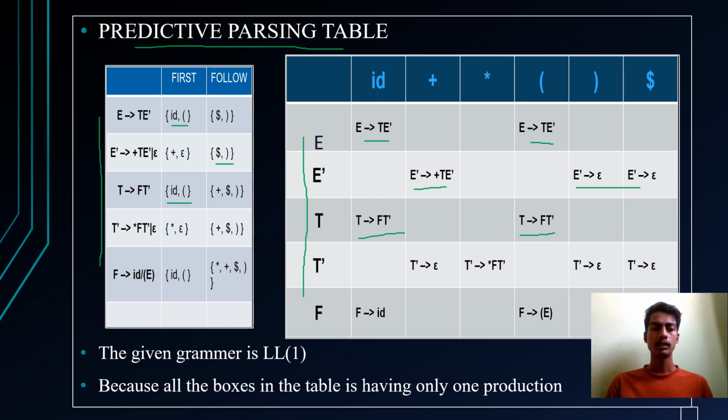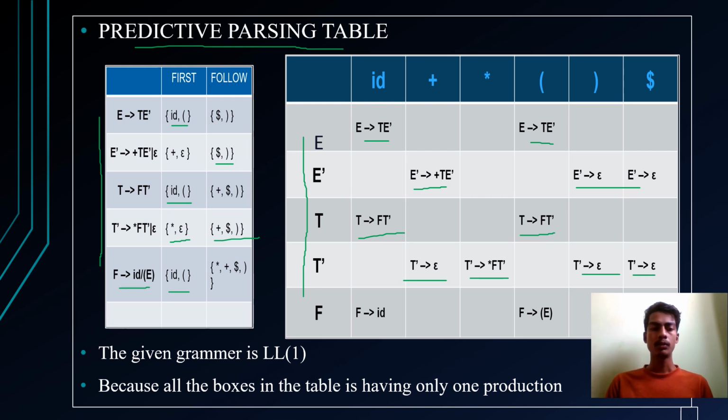Now let us consider first of T dash. First of T dash is star and epsilon. In place of star we write T dash tends to star F T dash. Here in place of epsilon we consider follow of T dash, that is plus dollar and closing parenthesis. In place of plus, closing parenthesis and dollar we write T dash tends to epsilon. Then let us consider first of F. The first of F is id and opening parenthesis.